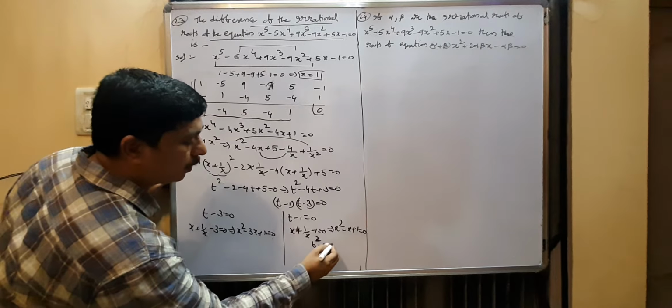Coming to the question: alpha, beta are the irrational roots of the given equation. Then the roots of the equation. Both problems have the same equation, same procedure. What we got as the irrational roots equation is by the above problem.